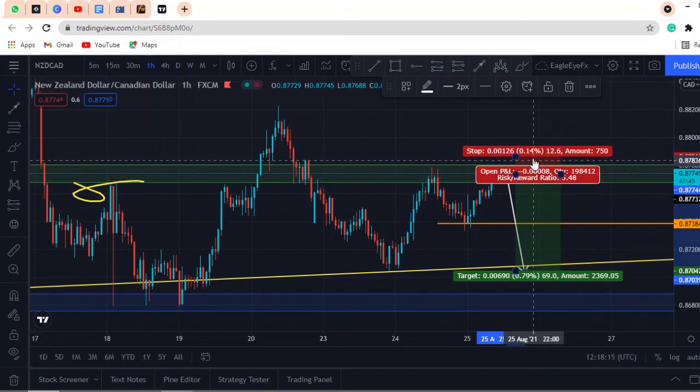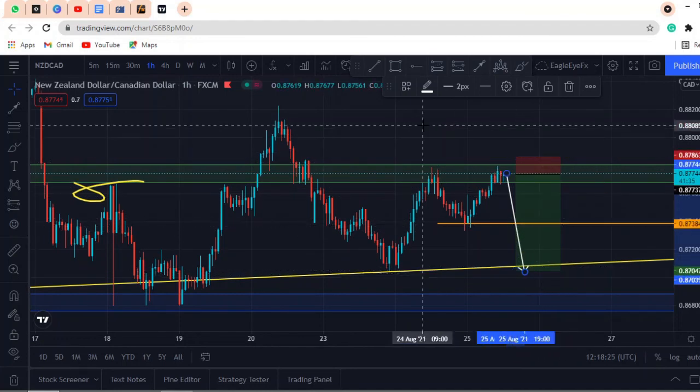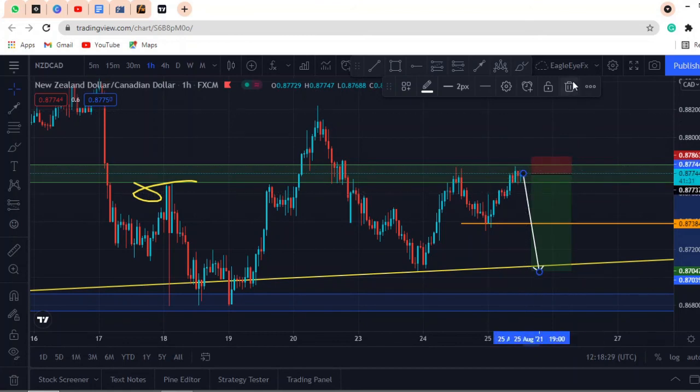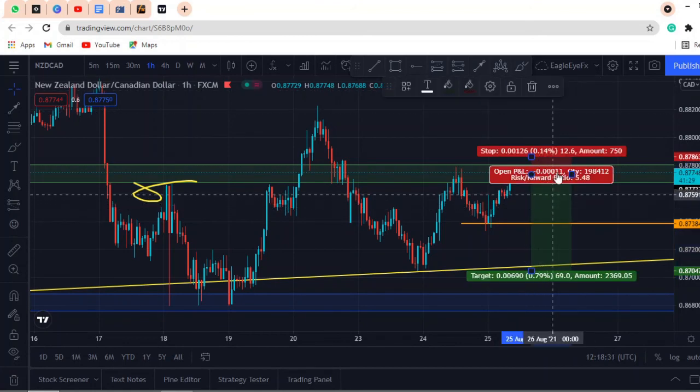That means you're risking 1% to make 5 times. So if you risk $100, you make $500. If you risk $500, then you're going to make $2,500. So this is very clear and very straightforward, and this is currently what is happening now.